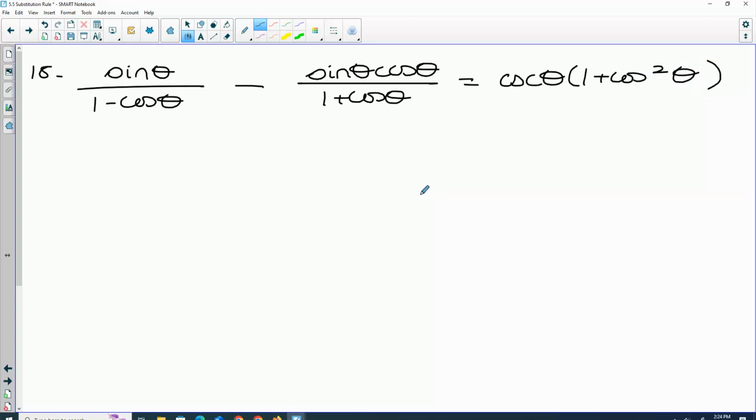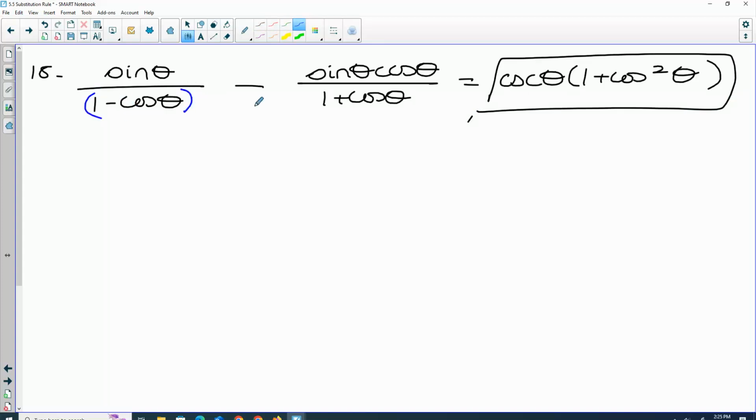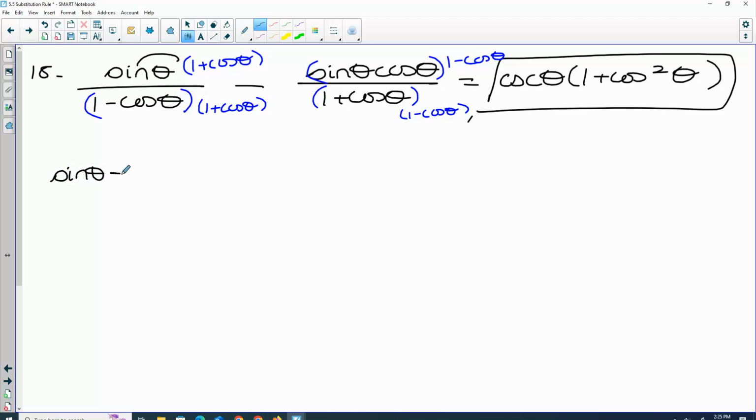Which side did you box in? We've done this a lot. If we want to add or subtract, we know we need a common denominator. So I have to take this one times 1 plus cosine theta on top and bottom. And this one times 1 minus cosine on top and bottom. So when we do that, we distribute sine theta times 1 is sine theta. Plus sine theta cosine theta.